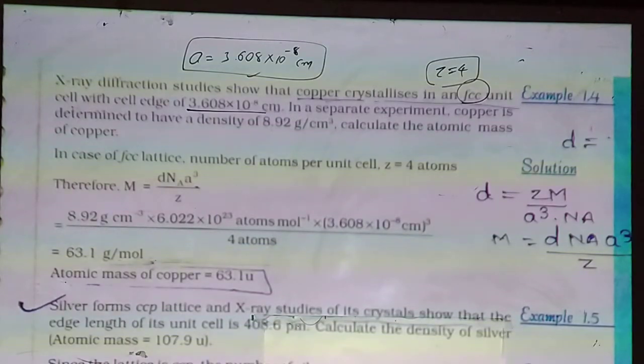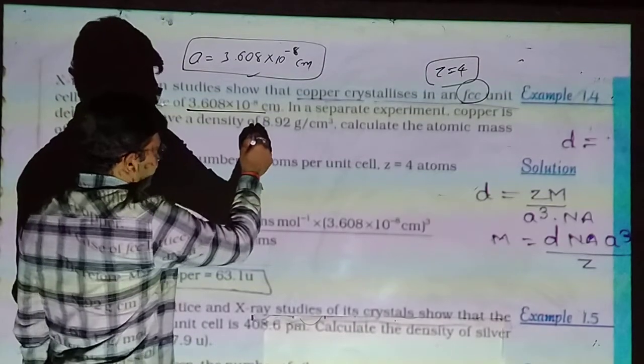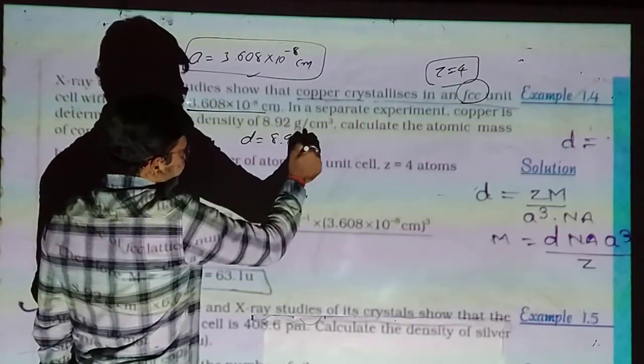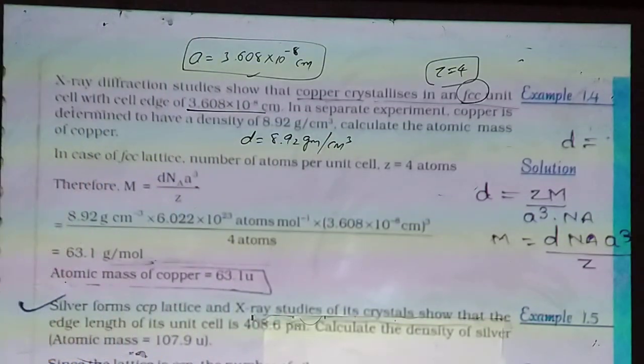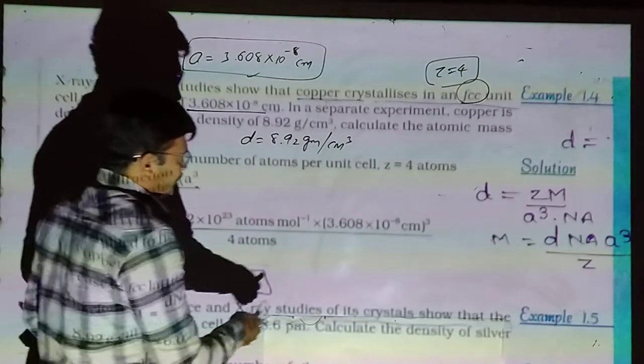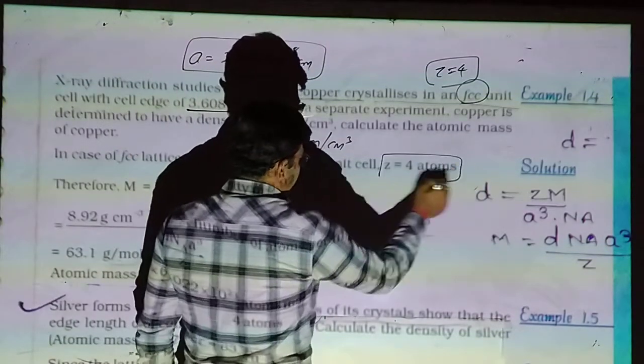In a separate experiment, copper is determined to have a density, which is also derived practically: 8.92 gram per centimeter cube. Calculate the atomic mass of copper. So, find out the mass of copper. In the case of an FCC lattice, the number of atoms per unit cell is 4.